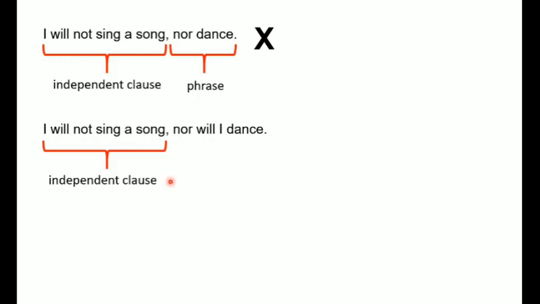And then, another part here is, will I dance? This is also an independent clause. Actually, this is a form of question. Will I dance? So this is a simple sentence. So this is also considered as independent clause.